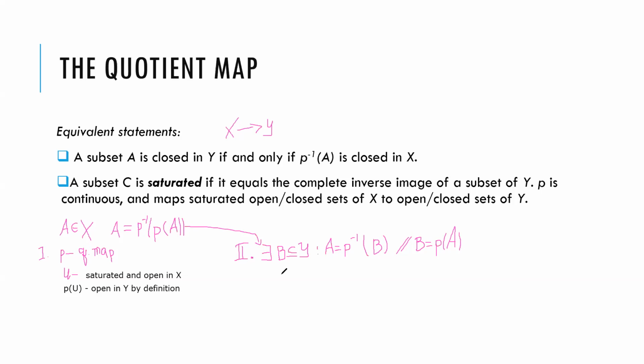Then when we know this, and if we have a set U belonging to Y, we have its inverse image, which is P inverse of U. If we have it such that its inverse image is open, then, okay, we know that its inverse image using the statement, the inverse image of U, would be open and saturated.